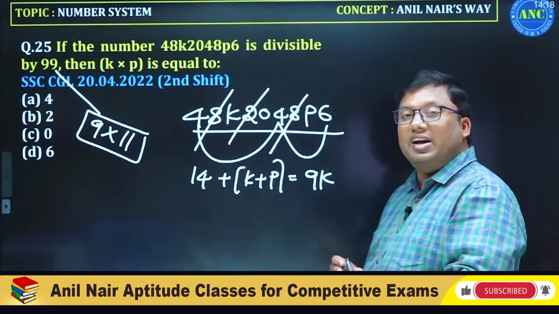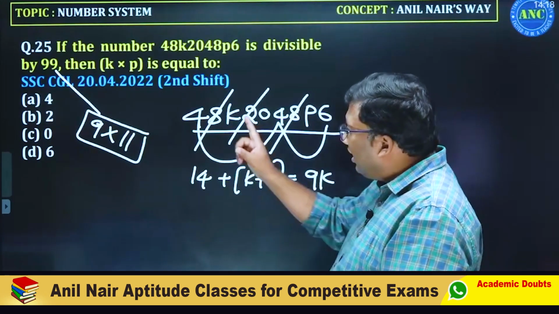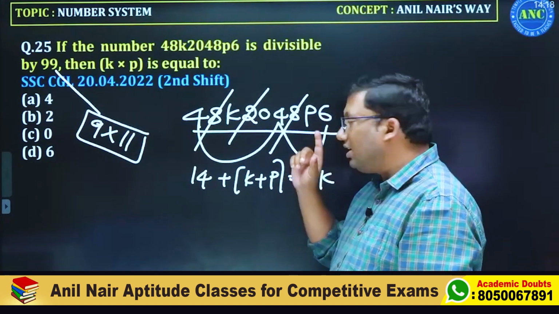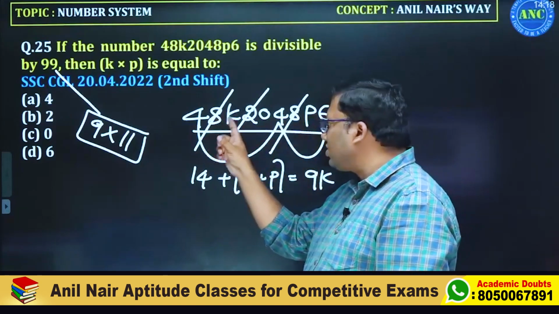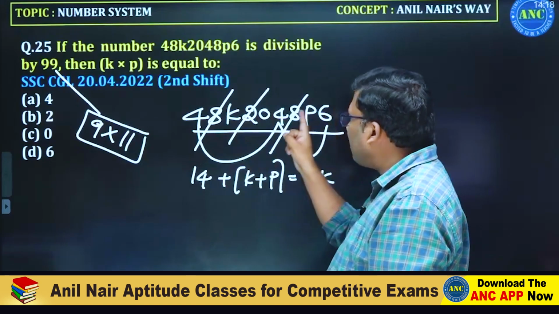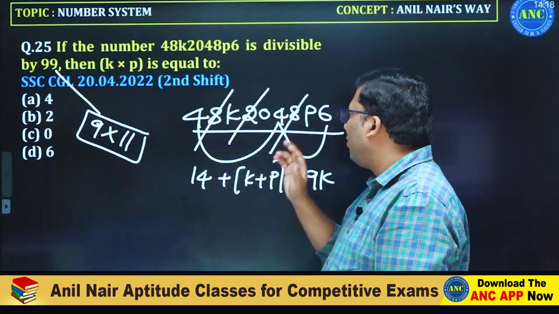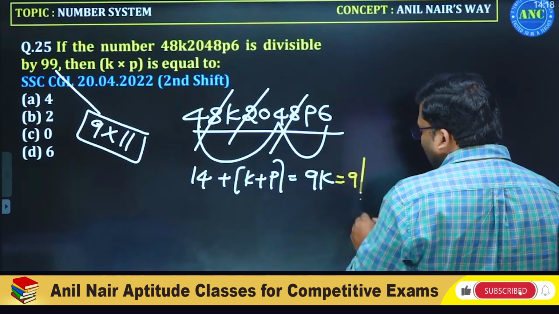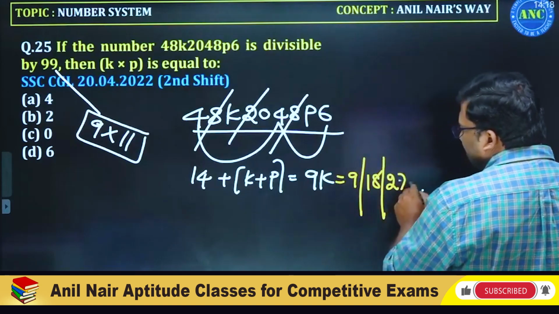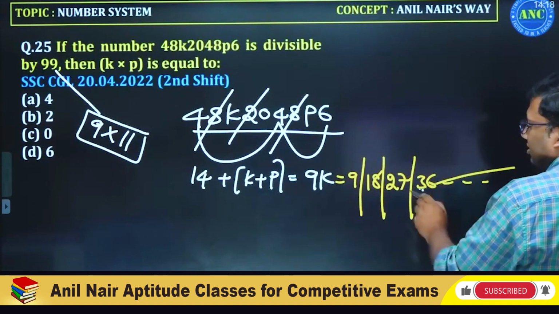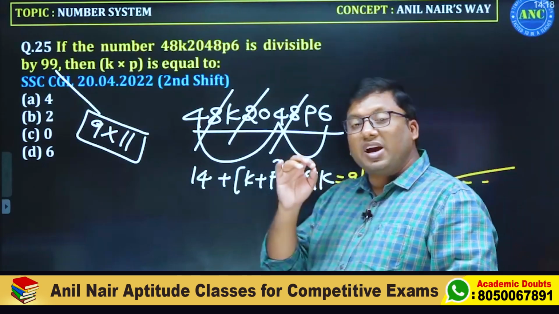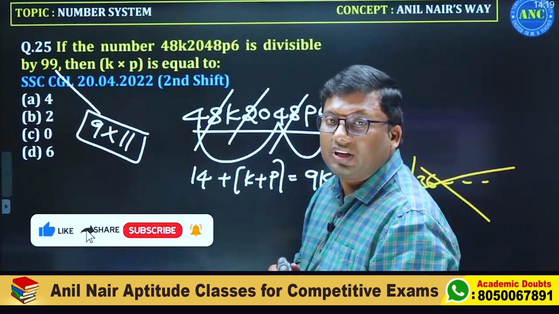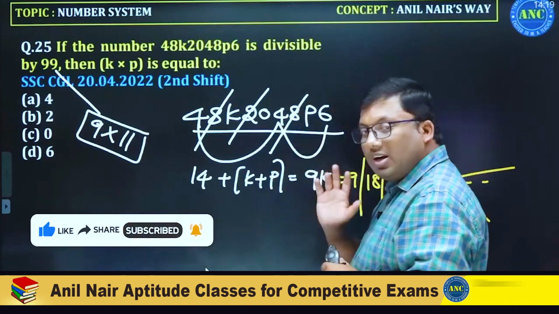Till here, is the idea clear? Again I am repeating it. It should be divisible by 9 and 11. 8 plus 8 is 16, 16 plus 2 is 18, deleted. 6 plus 4 is 10, 10 plus 4 is 14. So 14 plus K plus P should be a multiple of 9: 9, 18, 27, 36. From 36 onwards it is not possible because the maximum with single digits is 9 plus 9, 18, and 18 plus 14 is 32. So it cannot be 36.